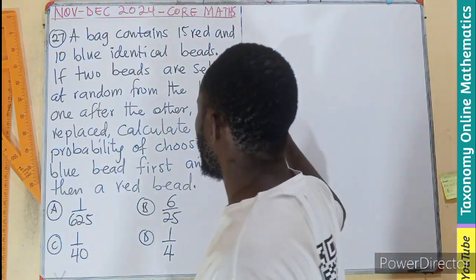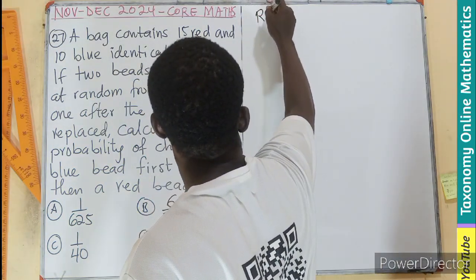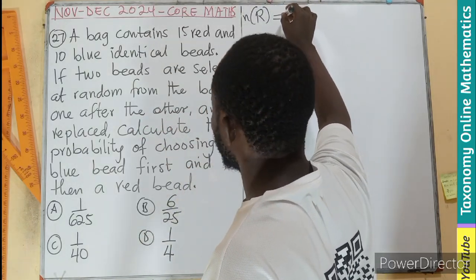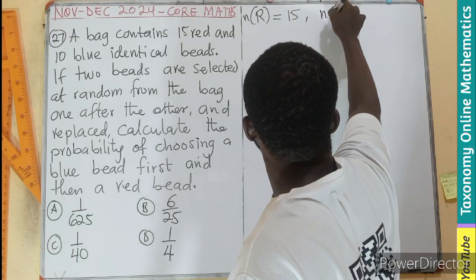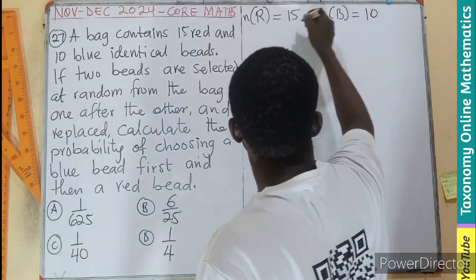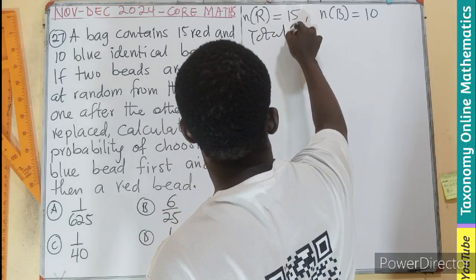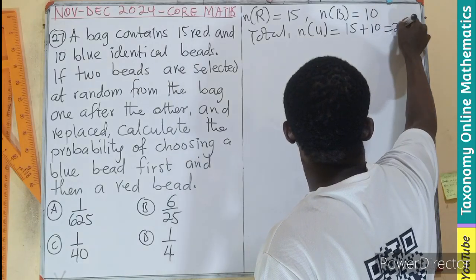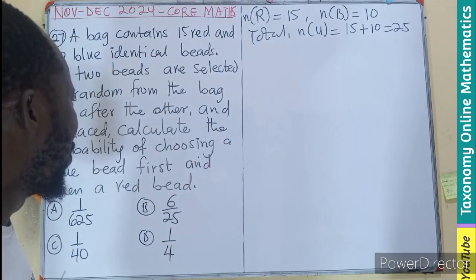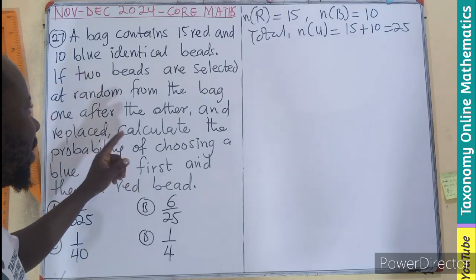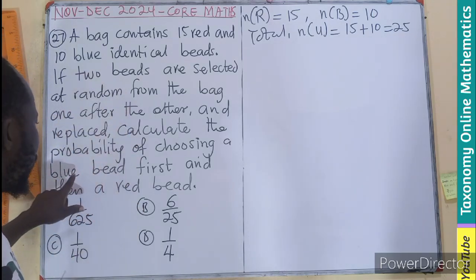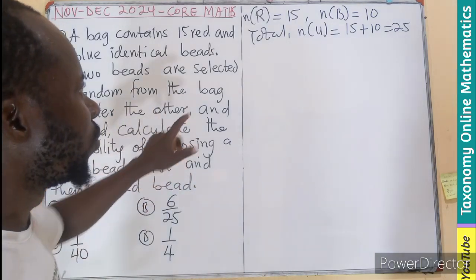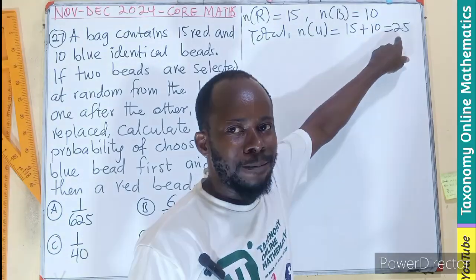So first things first, we have R representing the number of red, which is going to be 15. Number of blue representing 10. So the total number of beads will become 15 plus 10, that's 25. So the probability of first selecting blue first and red. So blue is going to be number of blue over total.